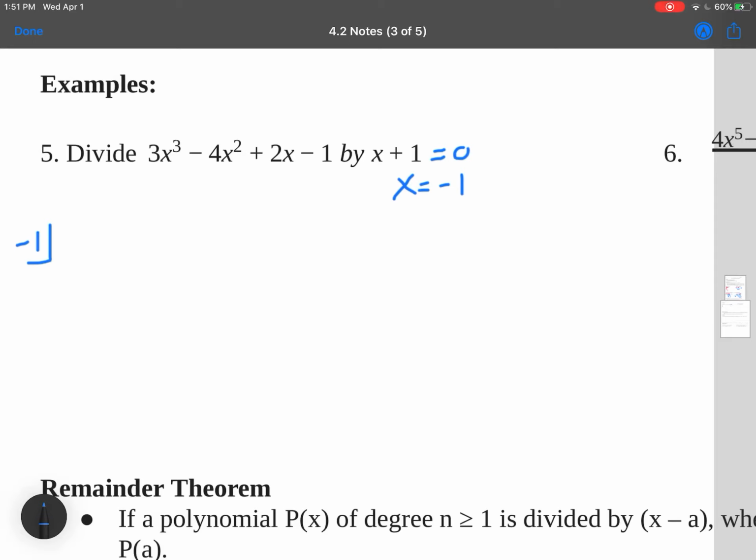And then from here, we're just using the coefficients. So we're just using 3, -4, 2, and -1. Again, we have all the place values. So we have 3, 2, 1, and then our constant. So we don't have to worry about holding any places.